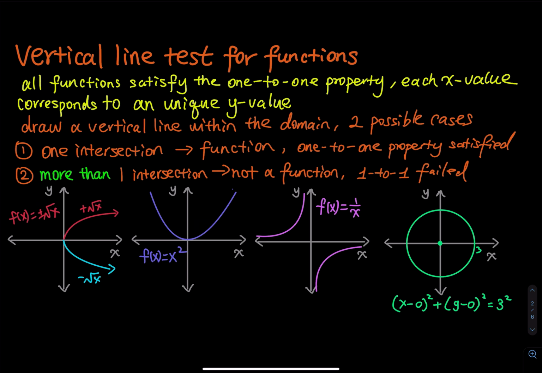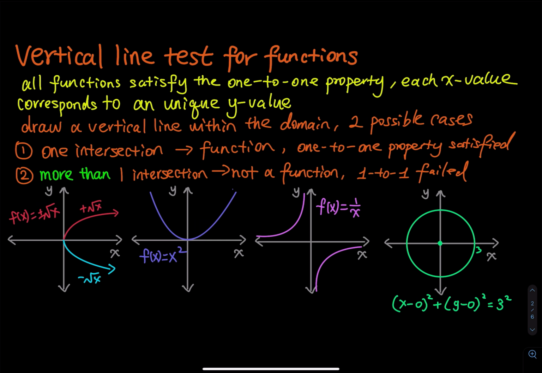For the one-to-one property, you write down a function on your paper, and then you pick an x value. So let's say x equals 1, and then you plug it into the function to get the y, right? It doesn't matter what x value you choose. Every time you choose an x value and plug it into the function, you will get one unique y value.